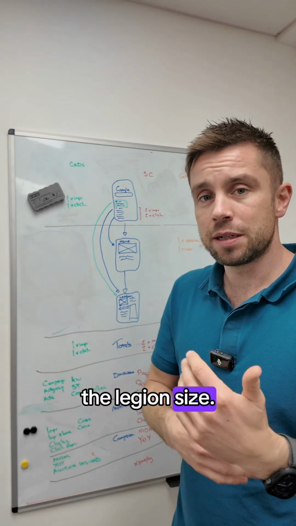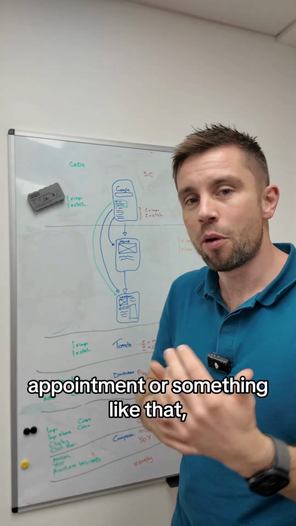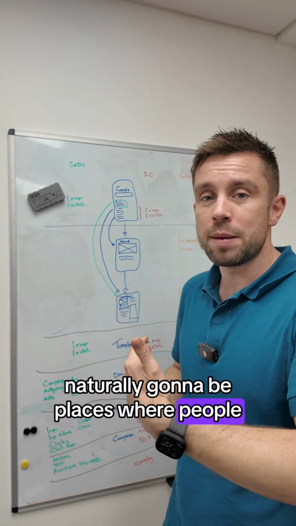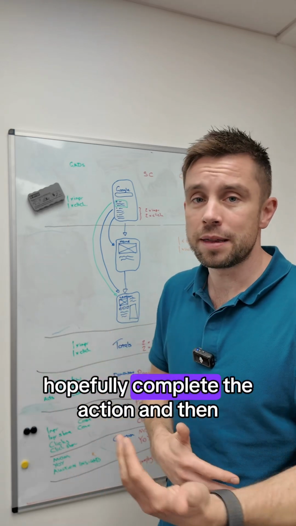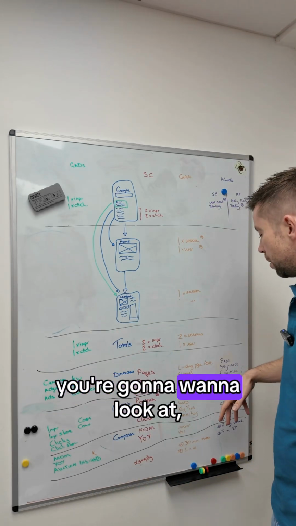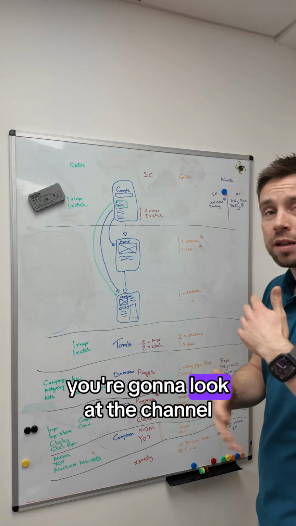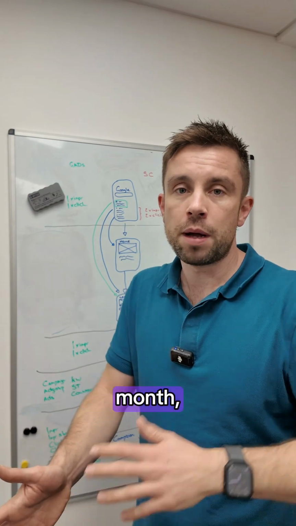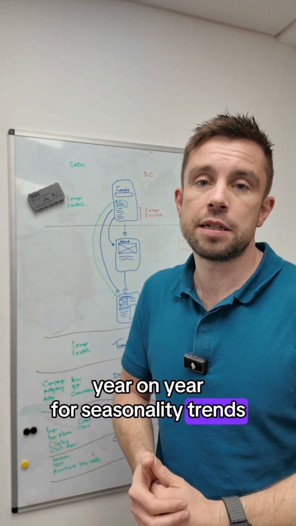Same with the lead gen side. If they're partway through booking a calendar appointment or something like that, that is not great. There are naturally going to be places where people have got the information they want, hopefully complete the action, and then exit anyway. In terms of other data points you're going to want to look at, as well as the landing page, you're going to want to look at the channel-based stuff, how people are getting to your site, and then comparing that month on month, year on year for seasonality trends, and so on.